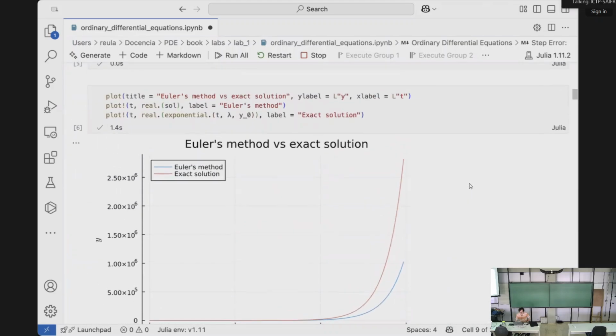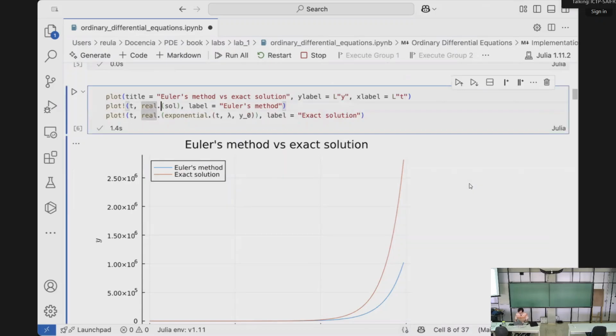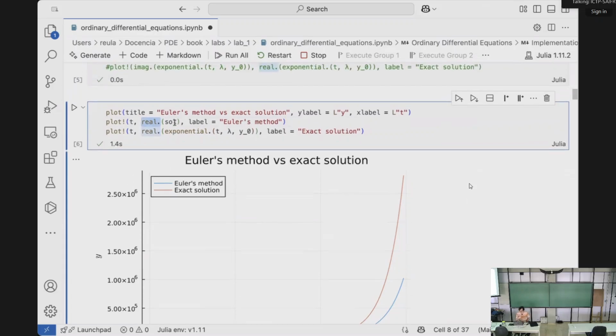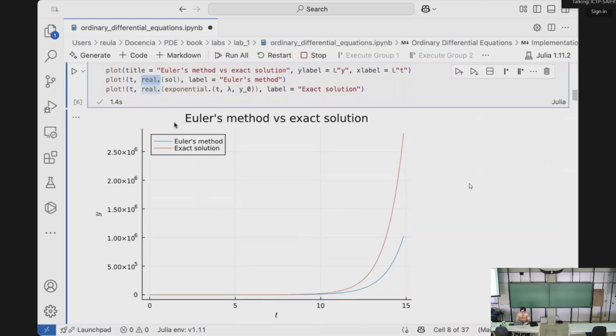And here we plot it, right? Here I am putting real because we will see that we can also do this with complex numbers and also get a solution. So we see that this is the exact solution in orange, and in blue we have Euler's method approximation for this particular delta t.